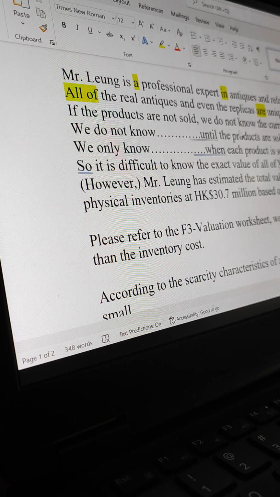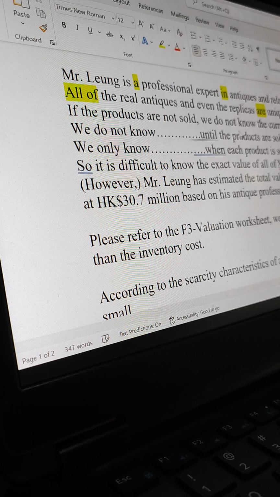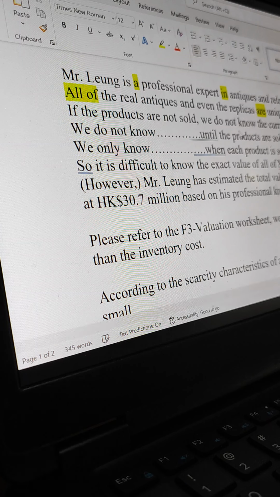Sorry, I guess it should be maybe not his inventory, but the inventory of the company's physical inventories. So that doesn't matter. Of the company's products. Yeah. Based on his antique professional. It should be based on his professional knowledge of antiques. I think that's what you mean, right? Yes.